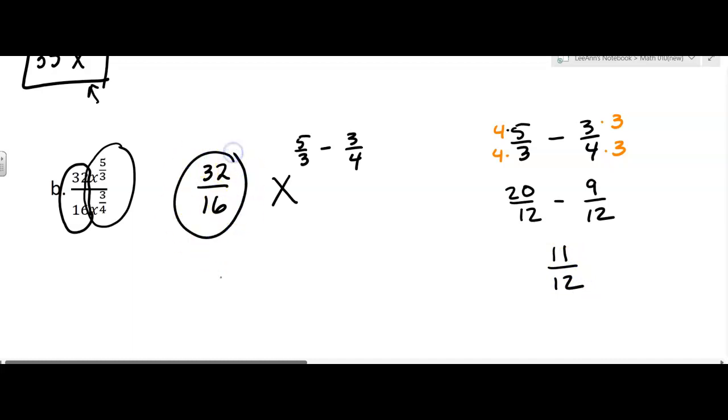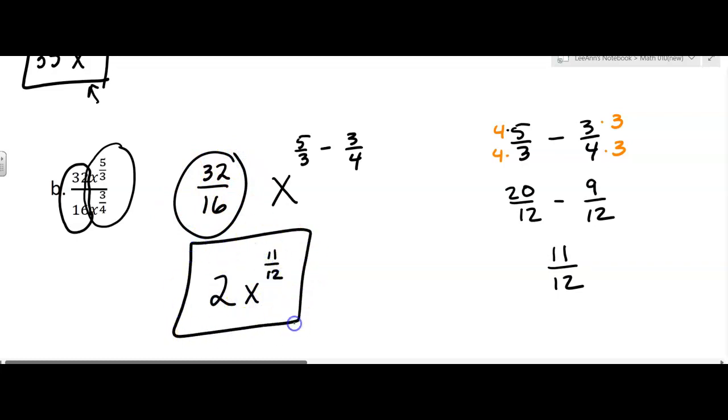So then I would just write my answer. Oh, I got to do this division. That's 2. x to the 11/12. And again, I would just leave my answer in that notation.